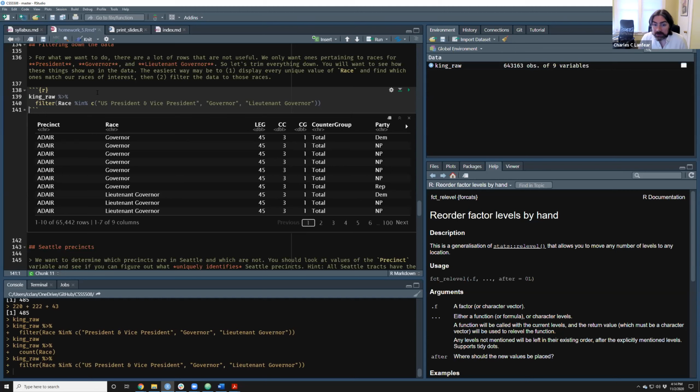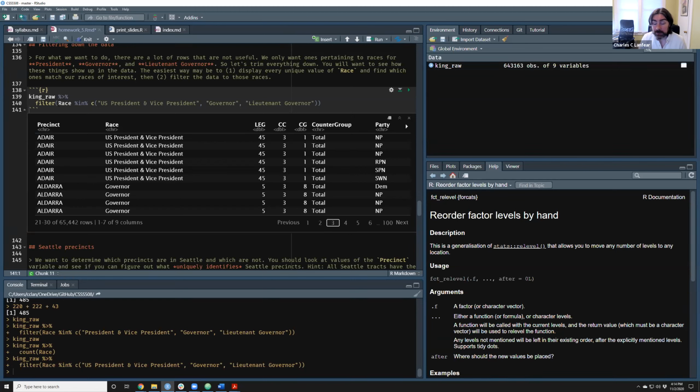now what we see is a data set that's been reduced to a mere 65,000 rows. So we're at 10% of our original data set. And our rows are now just governor, lieutenant governor, and president and vice president, and no additional things. We just have 3 different races here. That looks like what we want.